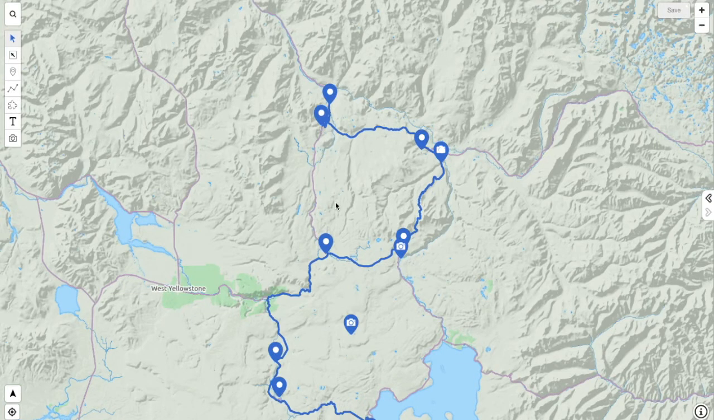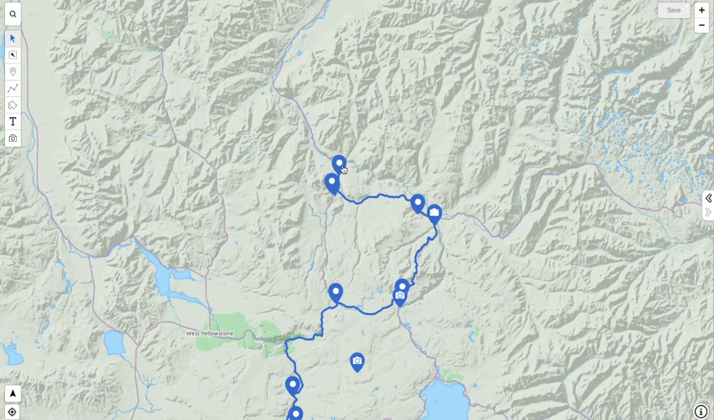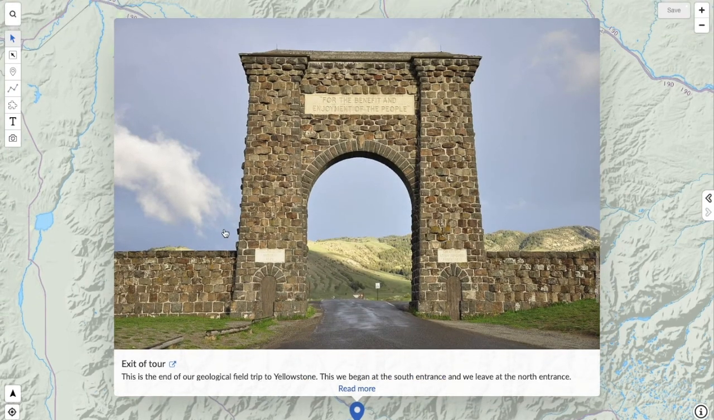Yep. All right. So we finally reached the end of our tour. It ends right over here. So this is the south entrance of Yellowstone. Just a nice pillar.